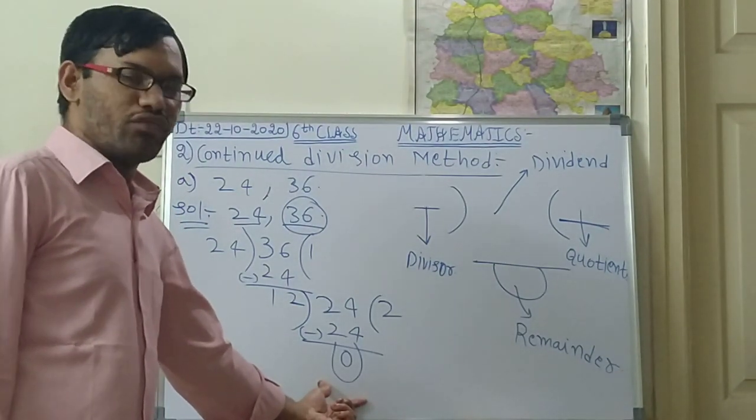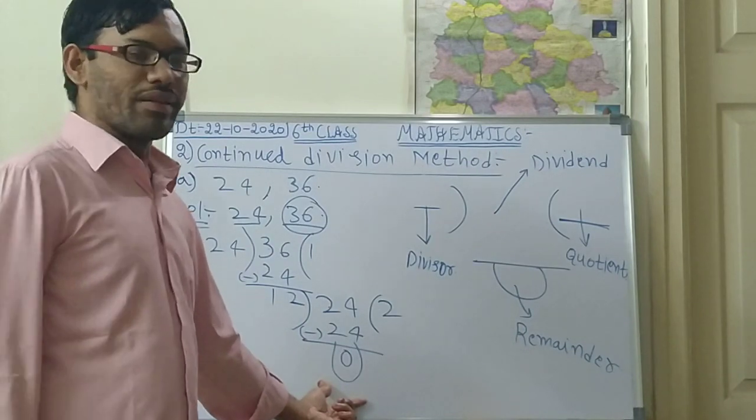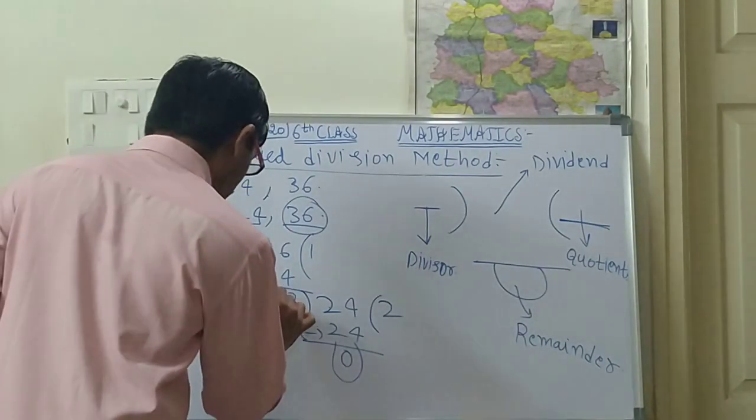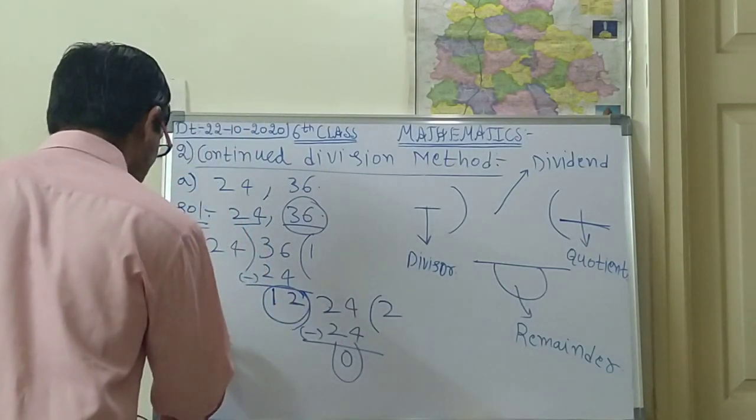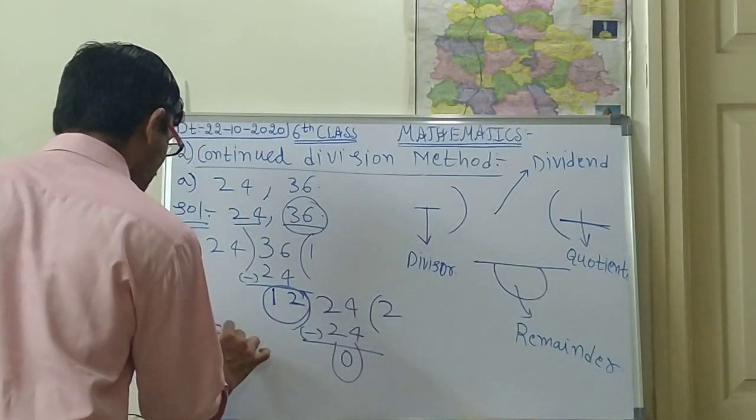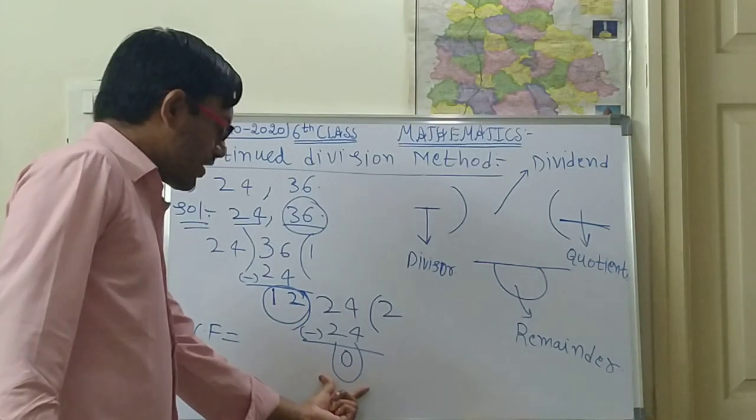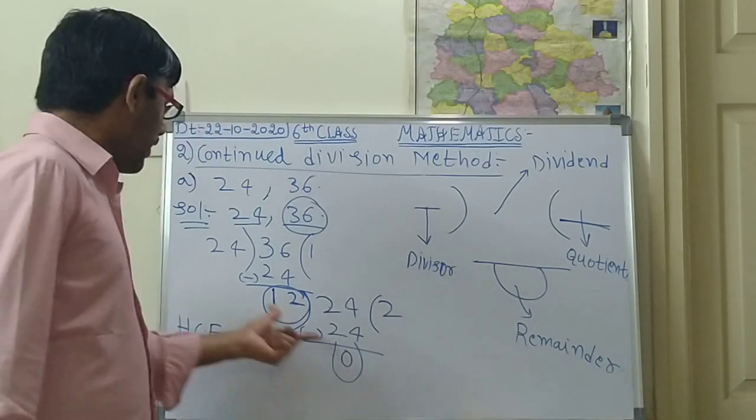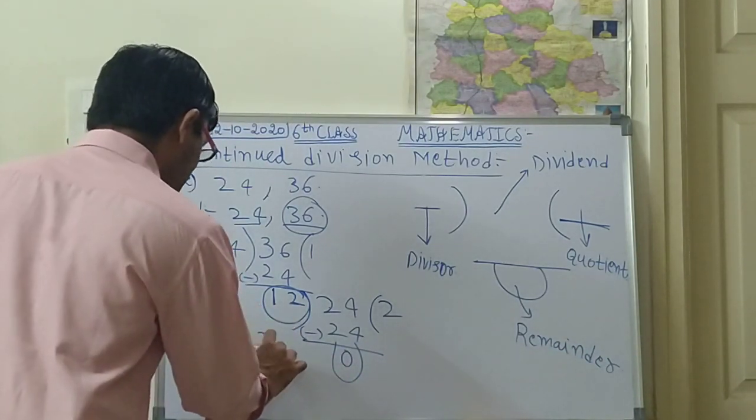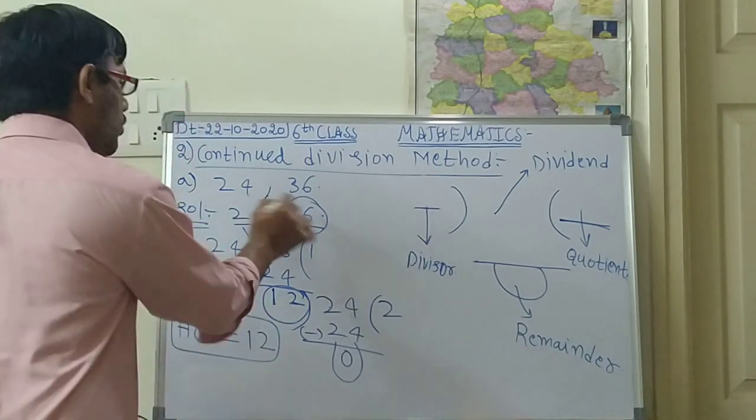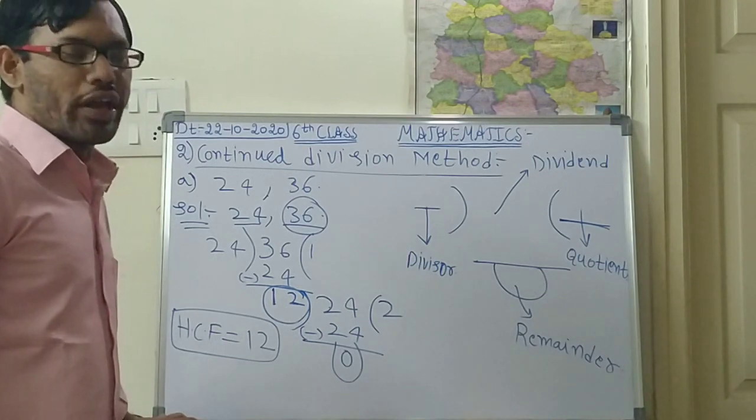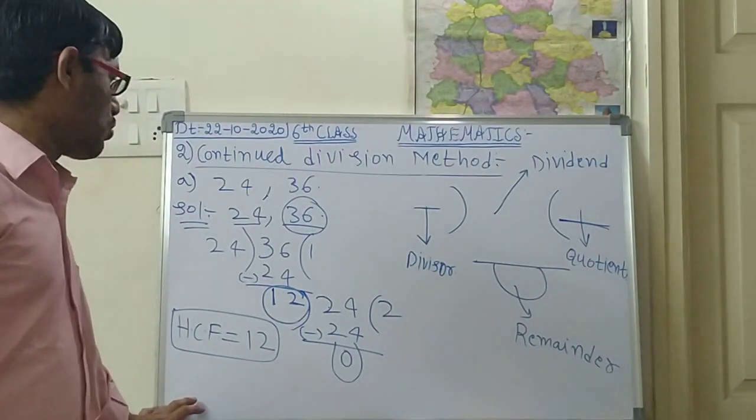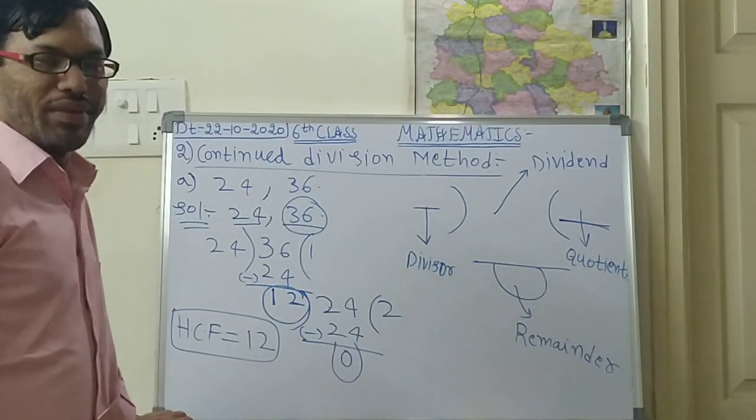If you got 0 as the remainder, then what should you take? Whatever the divisor is, that will become the HCF. For whichever division 0 comes, that divisor will become the HCF for these two numbers. Understood, children? I think you have got this part. So like this you are supposed to do the continued division method.